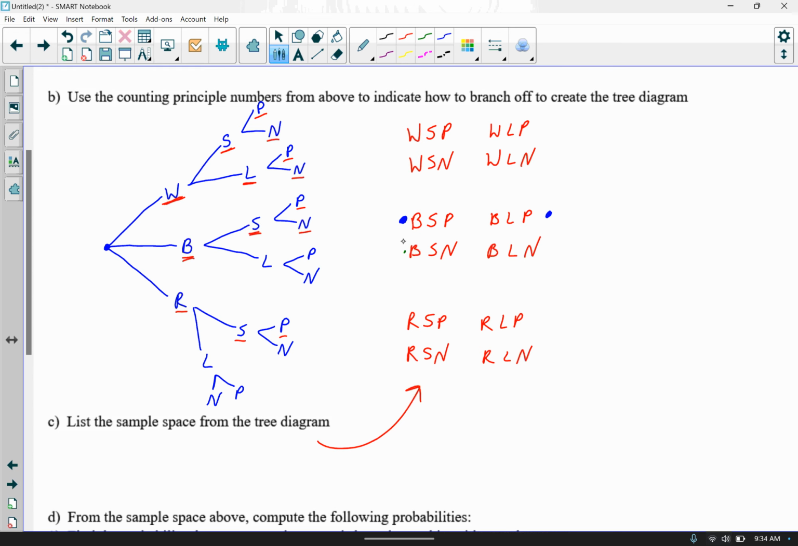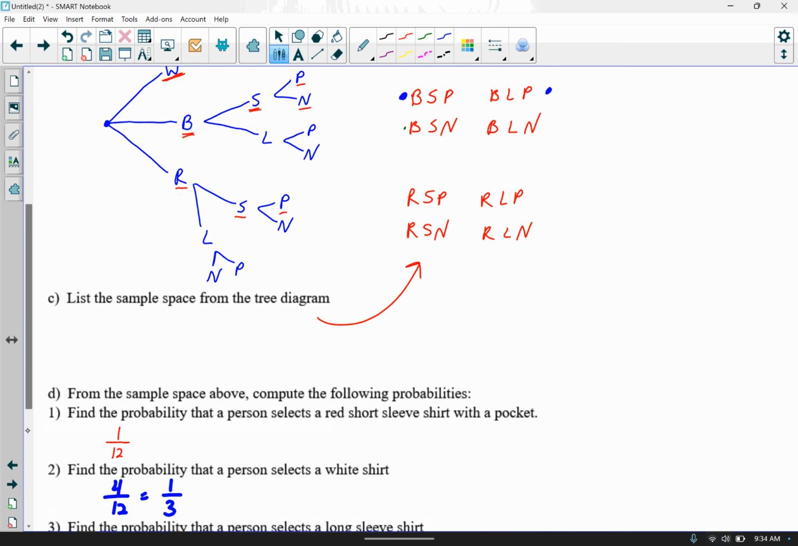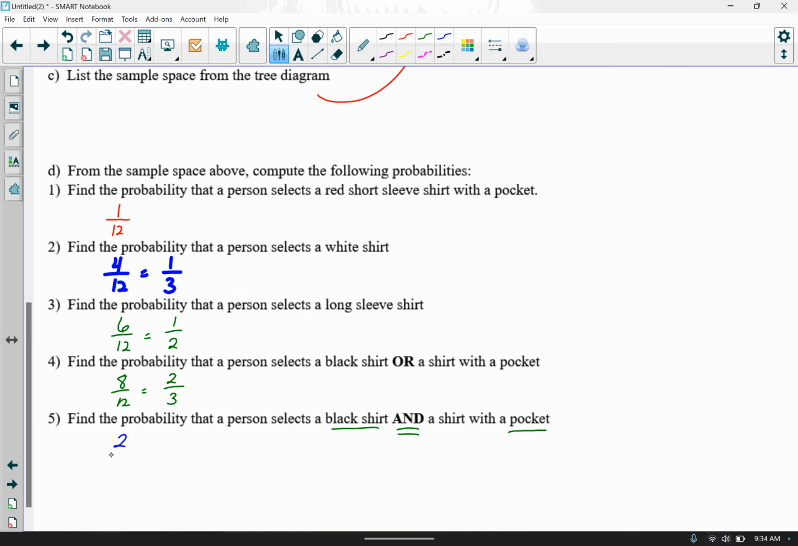But those are the only 2, right? That have both a black shirt and a pocket. So 2 out of 12, reduce to 1/6. Final answer. Okay. All right, so I'm going to let you flip it over.